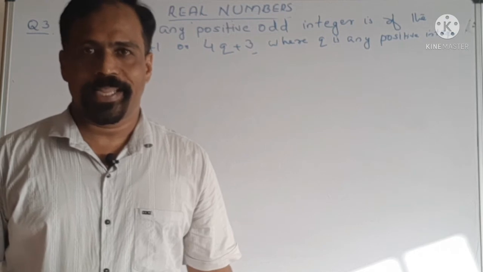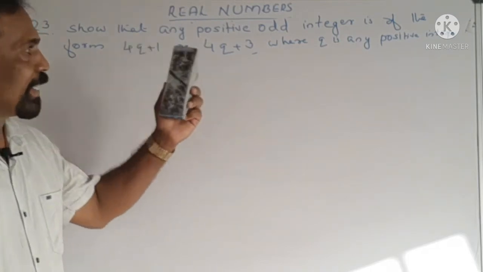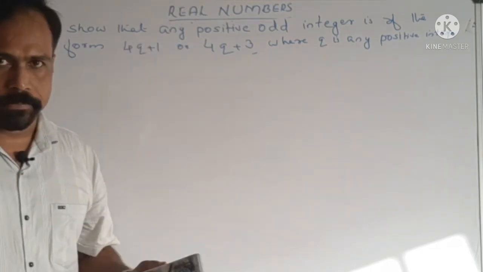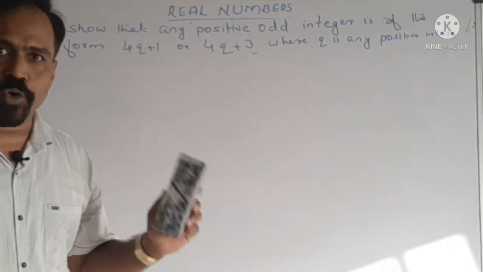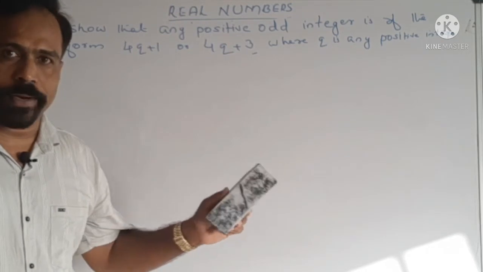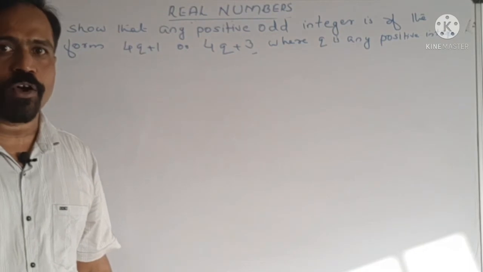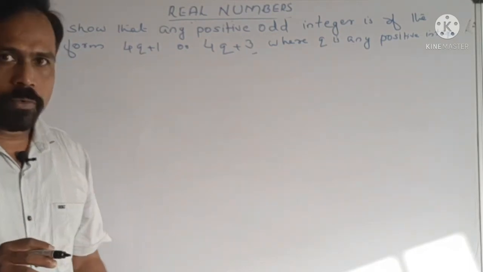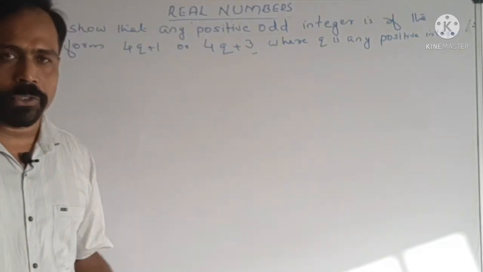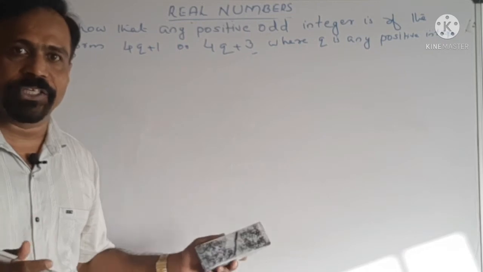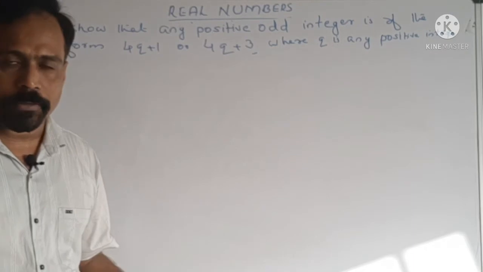Students, let us do our third numerical. Our third question is: show that any positive odd integer is in the form 4q plus 1 or 4q plus 3. Now here from the question itself we can easily make out that it is a clear-cut division by 4. They are dividing that positive integer by 4.